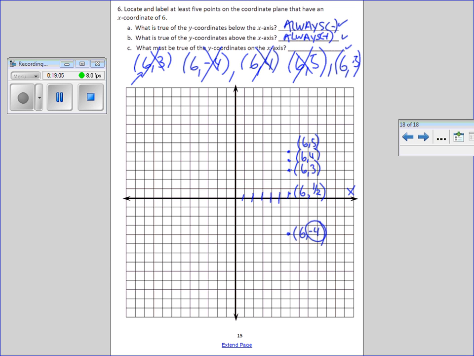And then finally, what has to be true of the y coordinate on the x-axis? Which we don't have, but I'll put it in here. Here's a point on the x-axis. What is true about the y coordinate? Come on, think. Ryan, it's got to be 0. Okay.